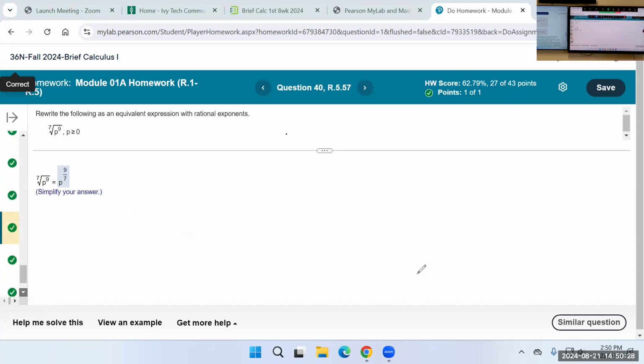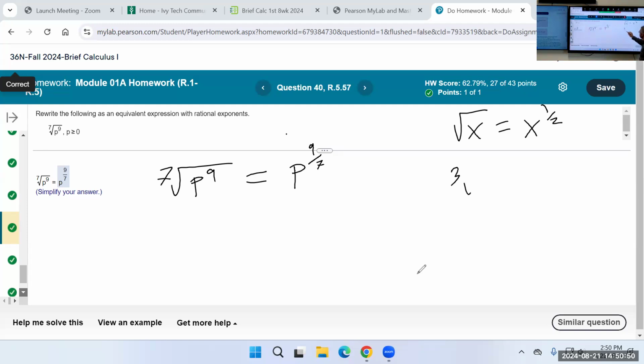Rewrite the following as an equivalent expression with rational exponents. I have the root 7 there. How can you rewrite this with exponents? This is the denominator, and this would be the numerator of that. The square root of x is x to the 1/2. The cube root of x is x to the 1/3. The fourth root of x is x to the 1/4, and so on.